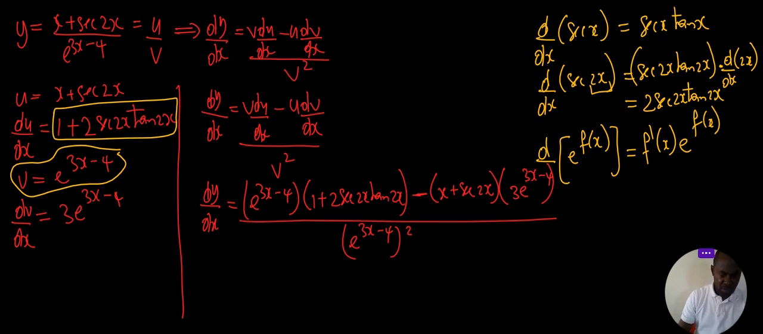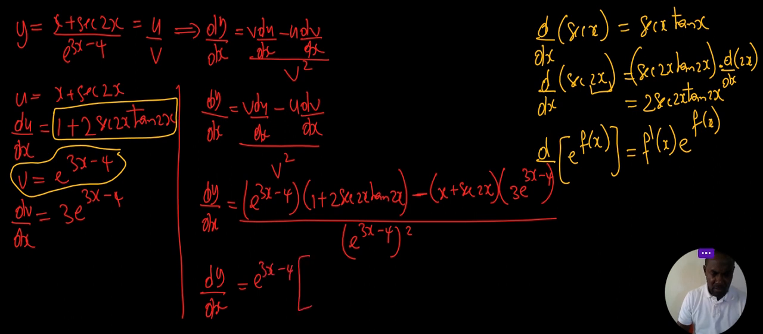However, we can proceed to try to simplify the numerator a little bit. So let's see how we can simplify the numerator. In the numerator, we have e to the 3x minus 4, which is multiplying this bracketed term, and then we have 3e to the 3x minus 4, which is multiplying this term. So we can actually factor out e to the 3x minus 4.